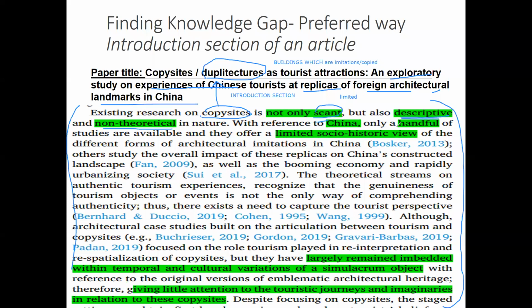With reference to China, only a handful of studies, only a few studies, are available, and they offer a limited understanding of the different forms of architectural imitations in China. So even in China, the research papers which have studied these imitations or replicas of foreign architecture are very limited, and they have not studied this concept comprehensively. So it means that there is a gap. This is how they have identified the gap.